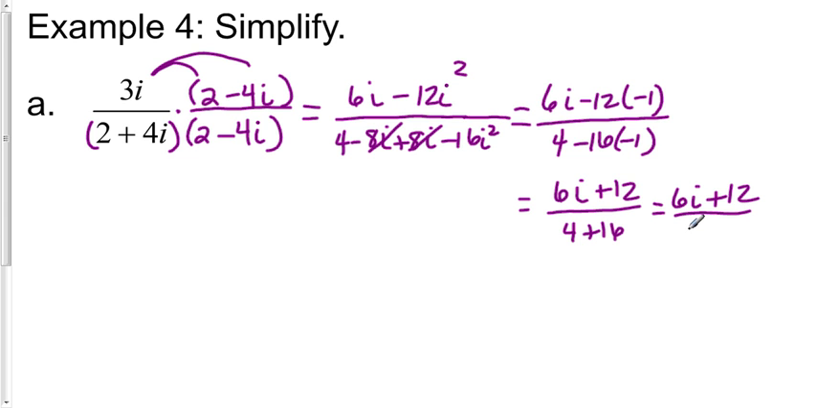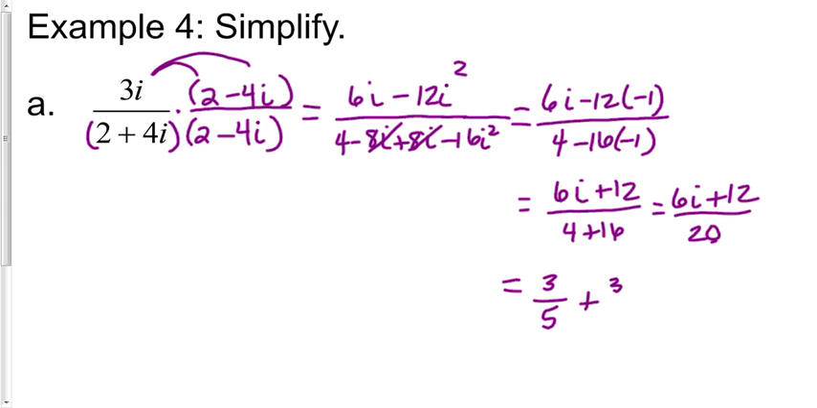Now, I want to put my answer in standard form for a complex number here. So a plus bi, a real part plus an imaginary part. So my real part comes from this part of the fraction, 12 over 20. Well, let's reduce that. 4 goes into each number, so I get 3/5. That's the real part. 12 over 20 is 3/5. And then my imaginary part is 6i over 20. And if I reduce that, 2 goes into each number, I get 3/10 i.